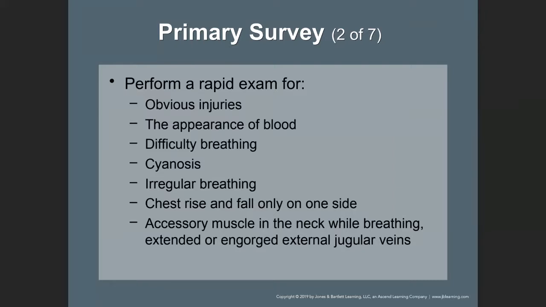Perform a rapid exam for obvious injuries: the appearance of blood, trouble breathing, cyanosis, irregular breathing, chest rise and fall only on one side, accessory muscles in the neck while breathing, extended or engorged external jugular veins, which indicate back pressure in the chest, specifically the major blood vessels in the mediastinum.